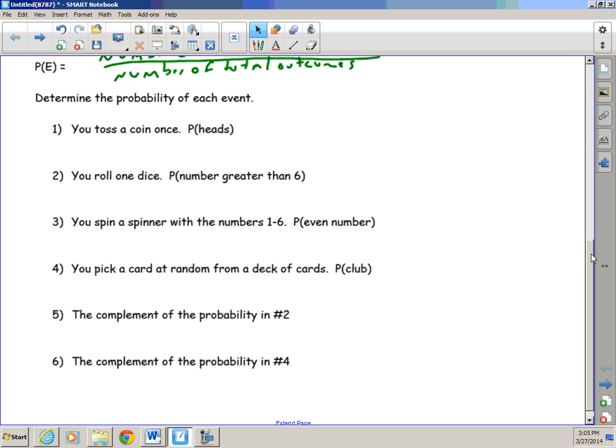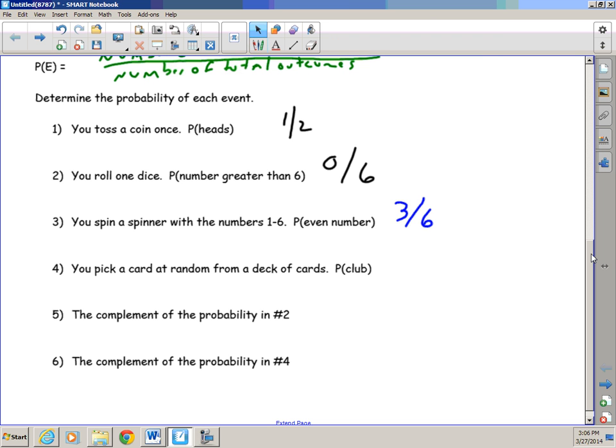Okay? All right. So I want to determine the probability of each event. I toss a coin once. The probability it comes up heads, 1 out of 2. I roll a die one time, and the probability is a number greater than 6. It's impossible. I spin a spinner that has the numbers 1 through 6. The probability it's an even number, 3 out of 6.